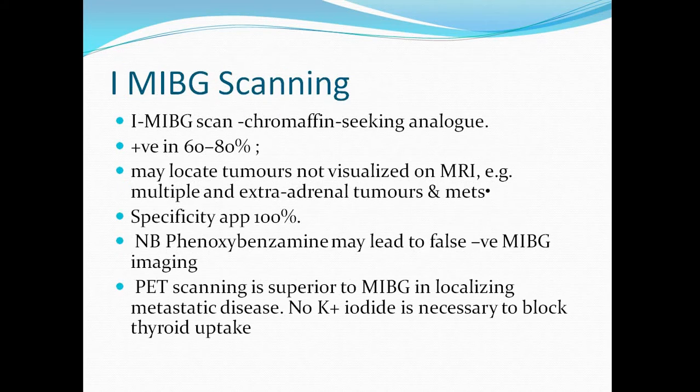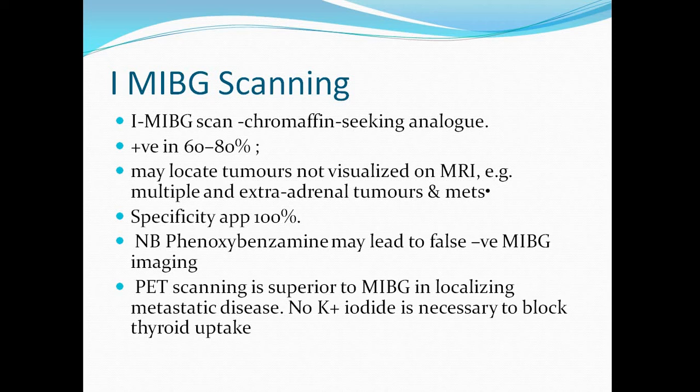So I will just tell you about MIBG scanning. The compound is a chromaffin-seeking analog. So wherever you have the chromaffin cells, it will try to locate that. It's positive in 60 to 80%. I mean, it can detect 60 to 80%, but it's 100% specific. So it could locate tumors not visualized on MRI, with multiple and extra-adrenal tumors and mets. So that's why it's basically used. So the specificity is 100%.